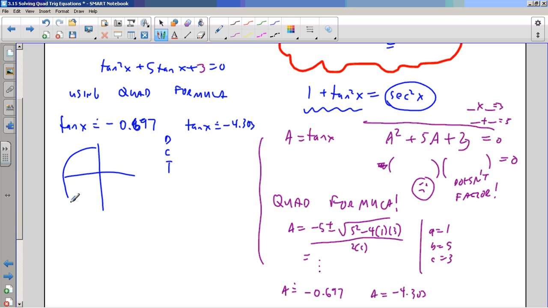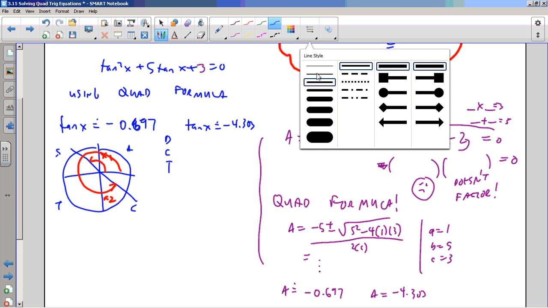Diagram: where is the tangent negative? Tangent is negative in this quadrant and this quadrant. It's positive in these two. So these solutions have to be here. There's my x1 there. My x2 is all the way around here. And so that's my diagram.